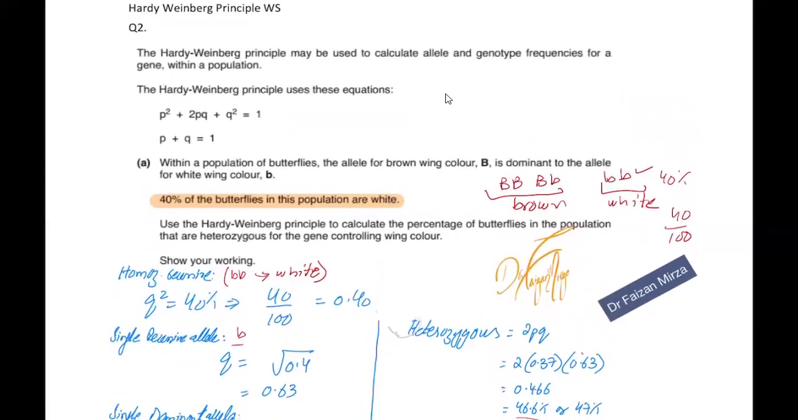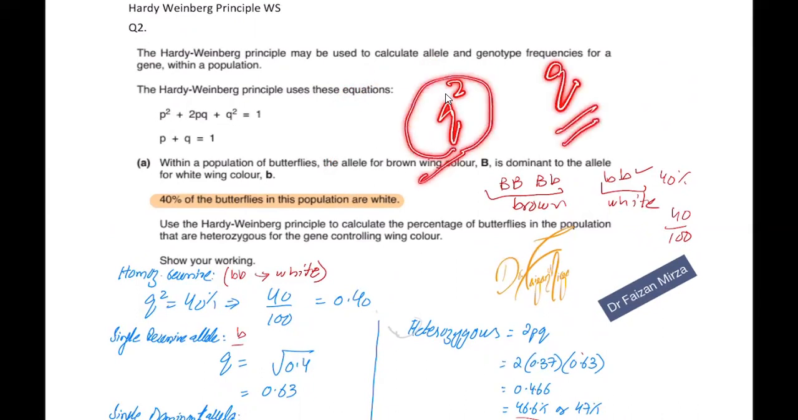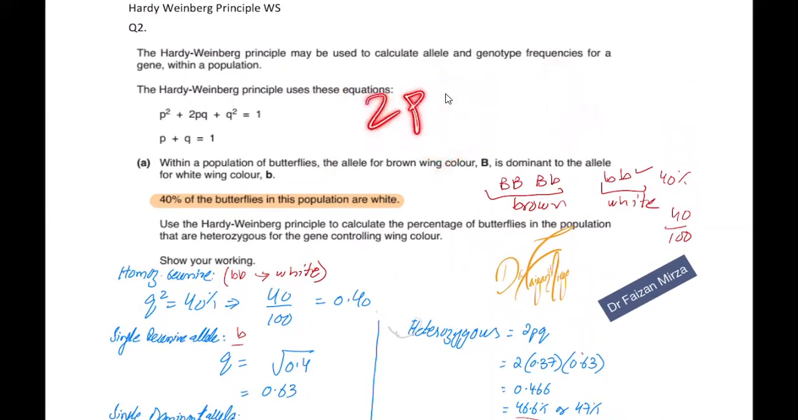Now we need to just recall what is p square. P square is the dominant genotype frequency in a population, whereas a single p represents a single dominant allele in the population. Similarly, q square represents the recessive genotype in a population, whereas a single q represents a single recessive allele in the population. Similarly, 2pq represents the heterozygous condition.